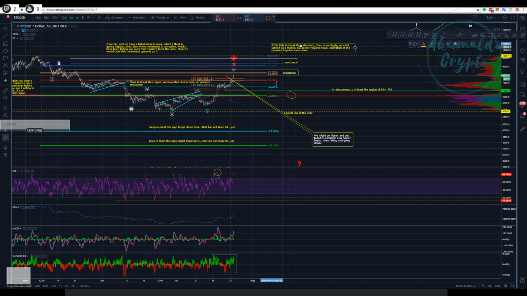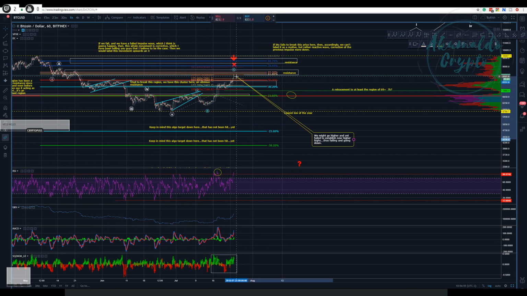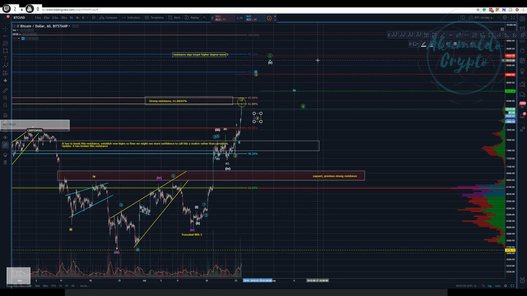So bear in mind that this scenario is not out of the table, not yet. We might have something like this. It's really clear and really easy to play now. So wait for the retracement if you want to get this wave until 9K. I think it's going to get to 9K, because we broke 8K, which was a psychological resistance as well.